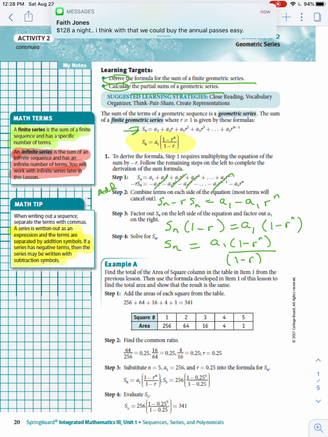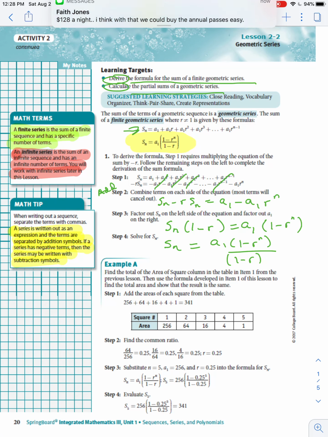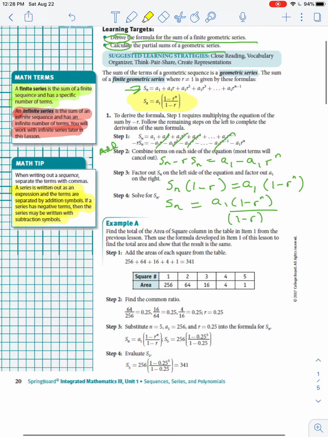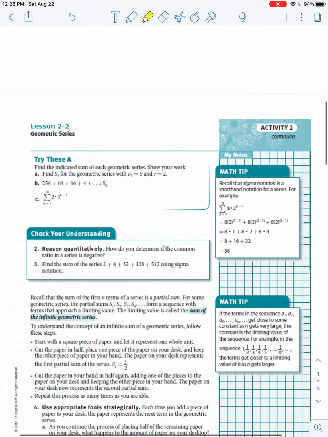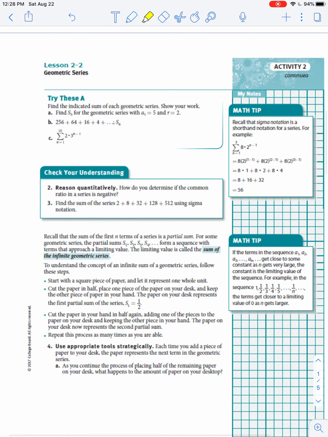All right, now our next problem, we have an example here where they show you how to take the terms and find the ratio and plug in. So you can, of course, read that on your own time, but I want to practice some with you. So we're going to go to the next page where we have some try these problems.